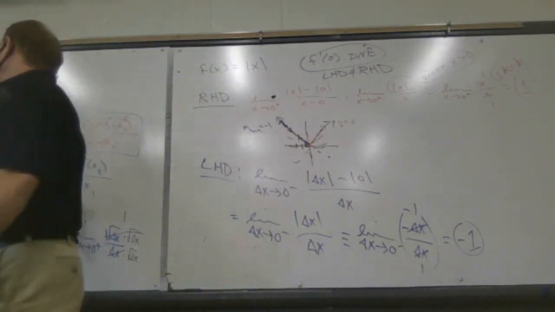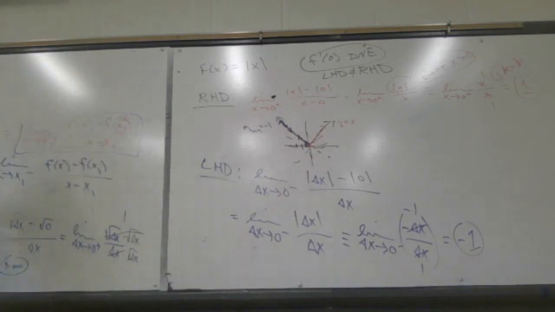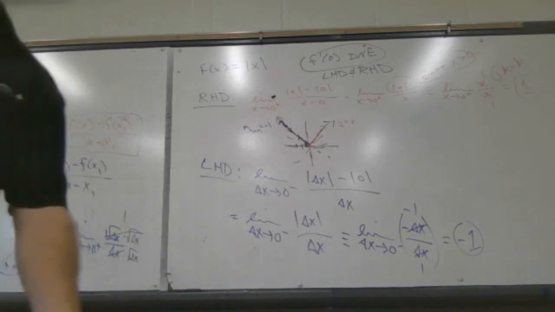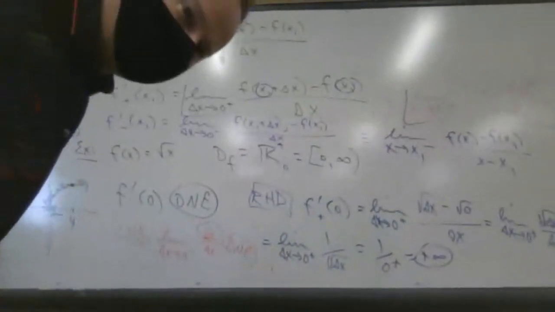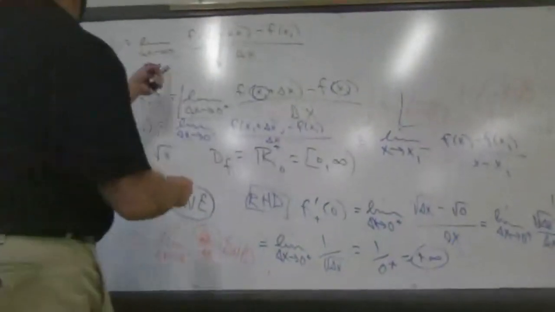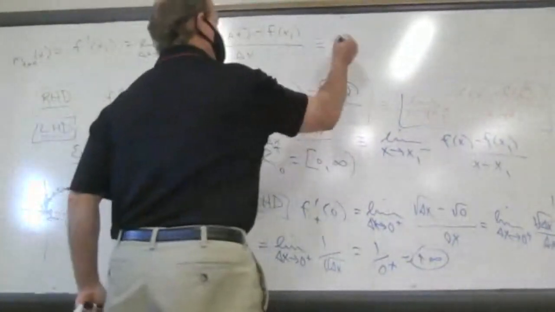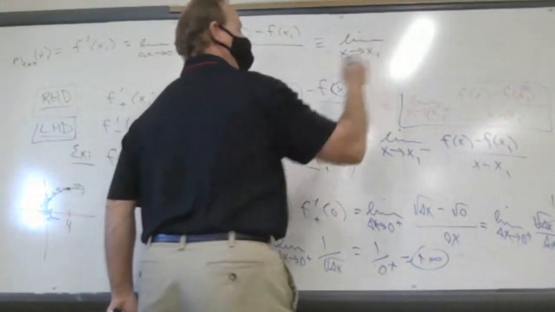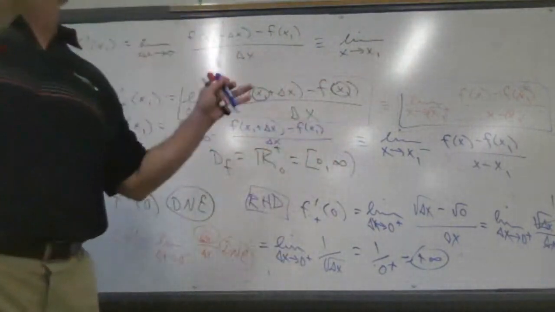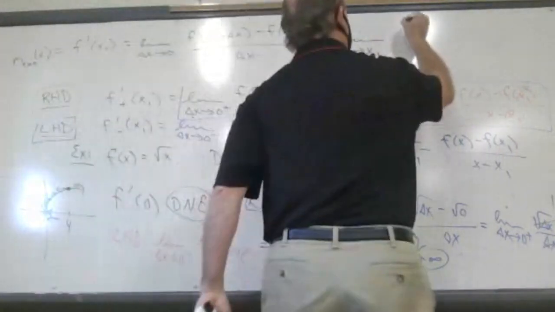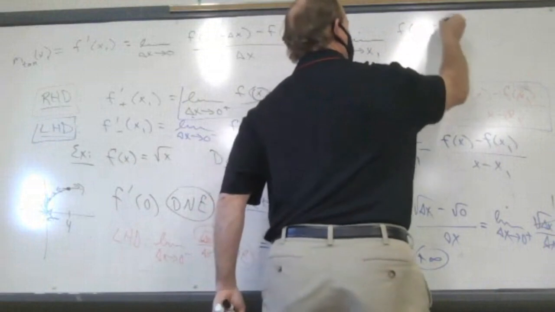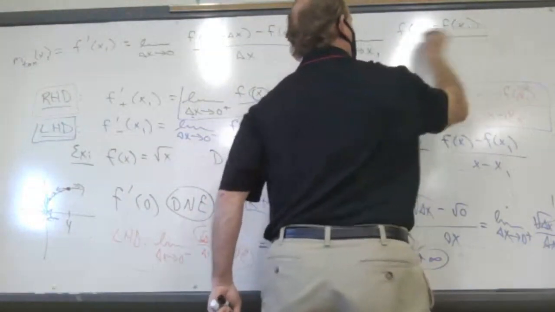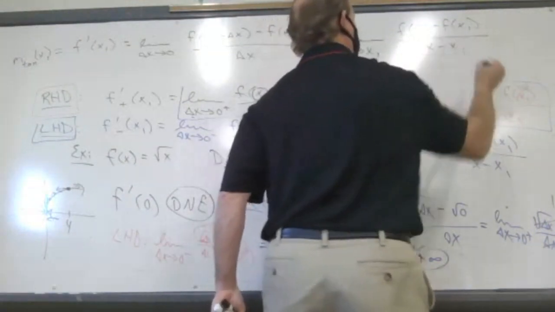Yes, yes. Okay. And in fact, up here, this definition, the alternate definition, is equivalent to the limit as x approaches x1 from both sides. If I don't dictate a side, it's both sides, right? So f of x minus f of x1 all over x minus x1.